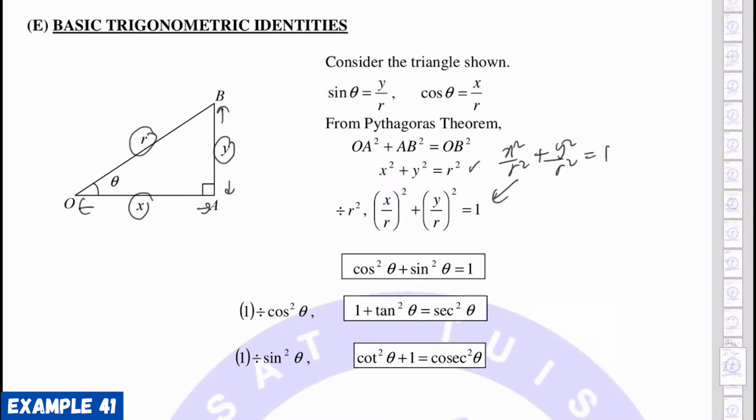And if I read from this triangle, sine is the opposite over hypotenuse, sine is y over r, cos is adjacent over hypotenuse is x over r. So we can sub inside. This x over r will be your cos, so it's cos square, this y over r will be your sine, so it's sine square. You get cos square plus sine square equals 1. So this is a very important formula.